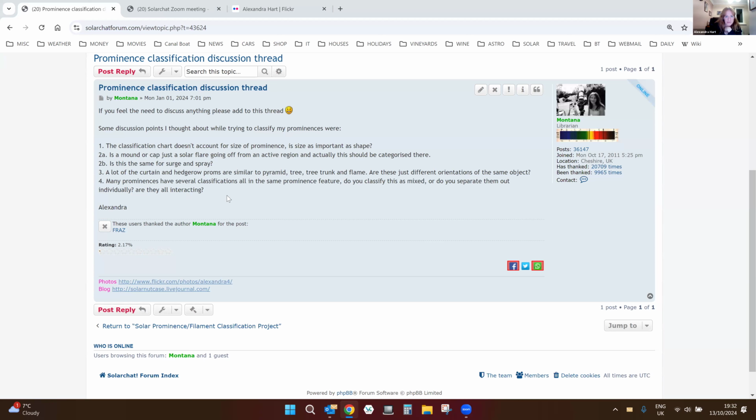And many prominences have several classifications, all of the same prominence feature. Sometimes you see somebody has an image and it looks like there are lots of different prominences. Are they all the same prominence showing different features? Do you call them mixed, or are they just a line of sight effect, where you can see one behind, one in front, and one to the side? I think that as we get animations, it's easier to see that sort of thing going on.